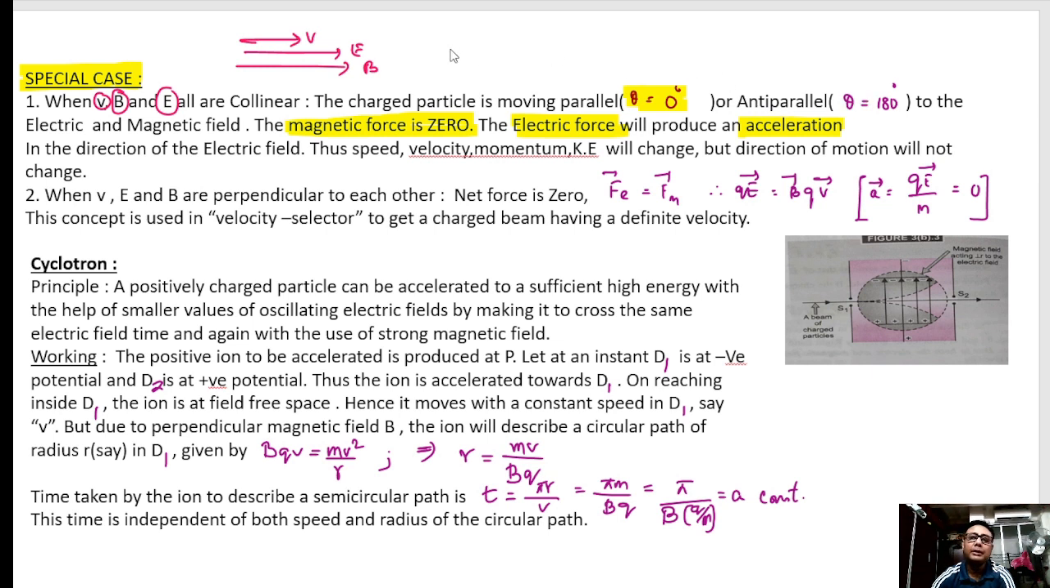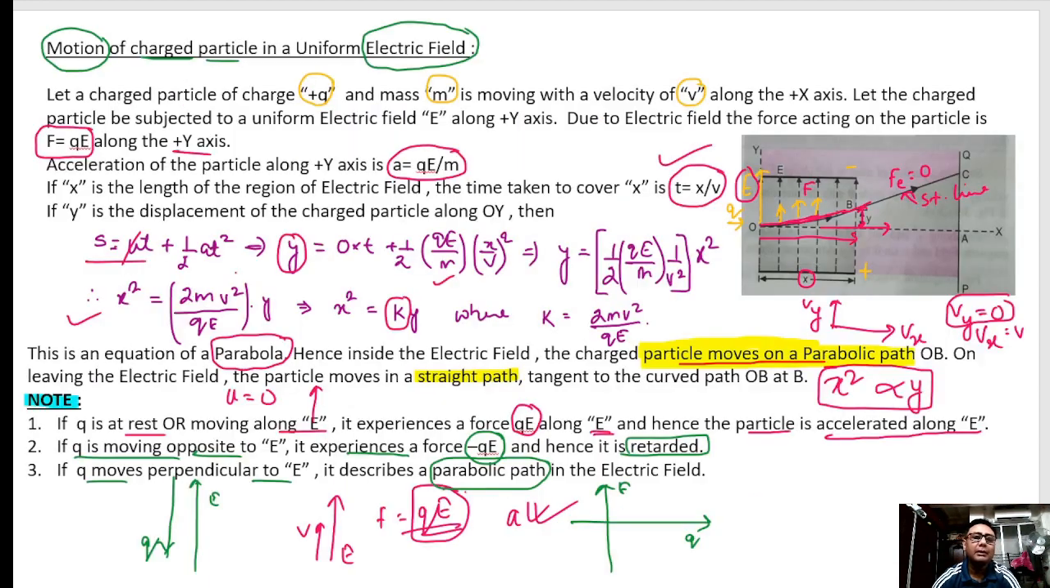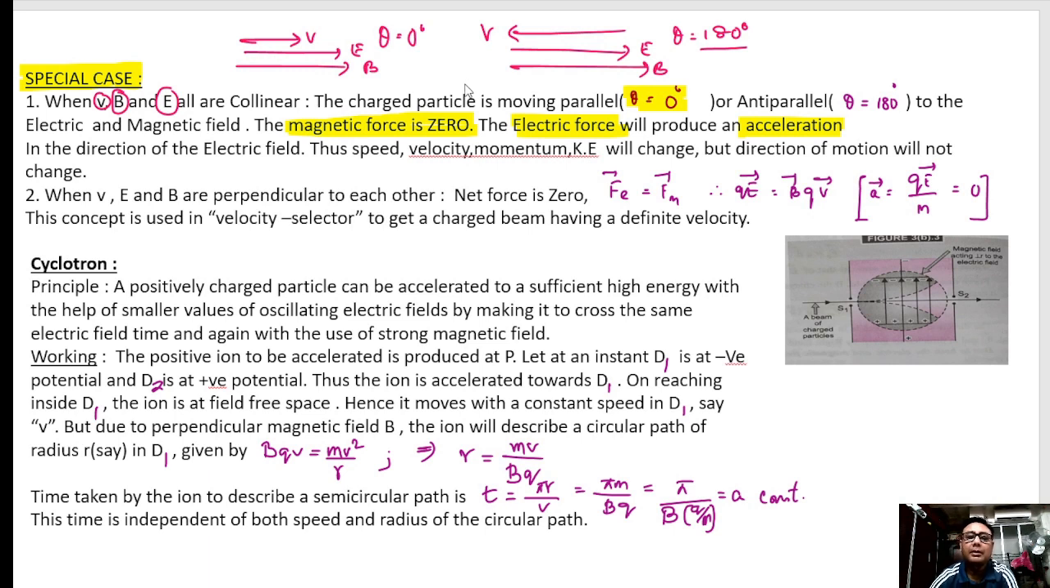Now if the particle is moving parallel, then theta will be 0 degrees, and if the particle is moving opposite to the electric and magnetic fields, theta will be 180 degrees. We know sin 0 and sin 180 are both 0. So in the case of the electric field, it will suffer as if the particle is moving along the electric field. That means it will have the maximum force produced and acceleration.